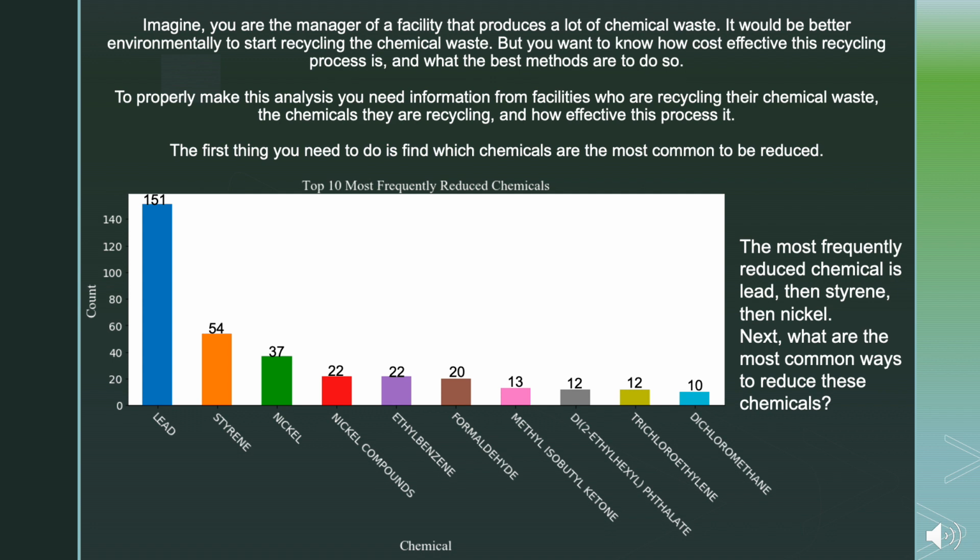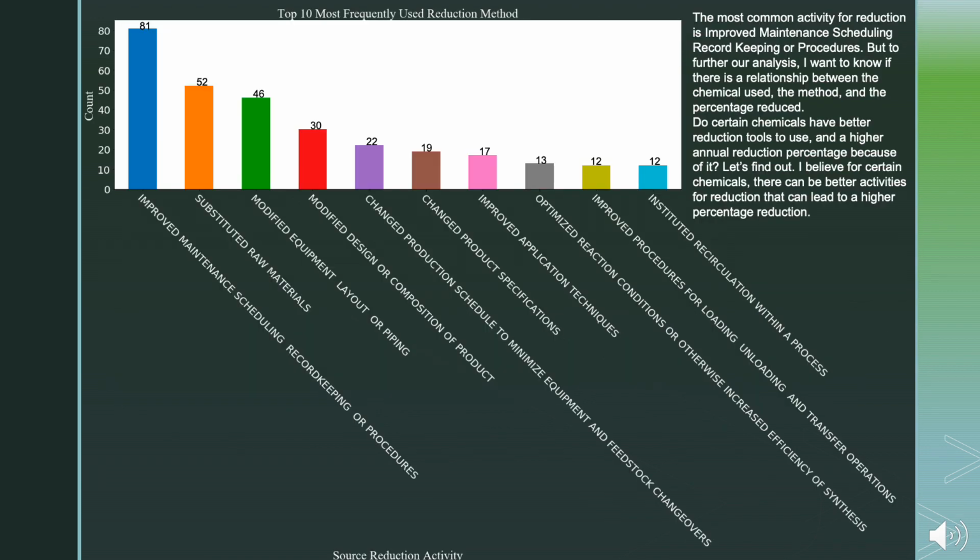Next, we need to find out what the most common ways are to reduce these chemicals. Using a similar method as I did in the last slide, I found the top 10 most frequently used reduction methods. The most common activity for reduction is improved maintenance scheduling, record keeping, or procedures. But in order to further our analysis, I want to know if certain chemicals have better reduction tools to use and a higher annual reduction percentage because of it.